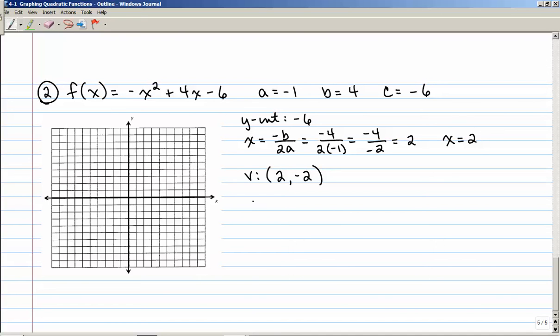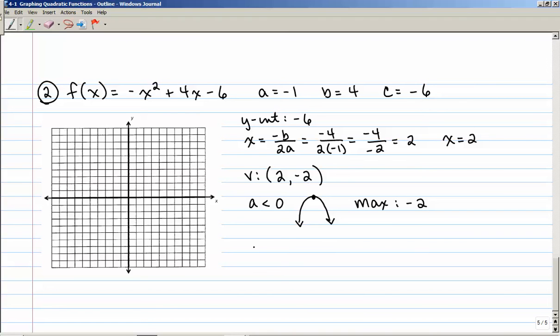And since a is less than 0, that means my parabola, and actually as I saw from the graph, is going to look like this. It's going to be pointing downward, so my vertex is going to be a maximum, so this is going to have a maximum value at -2. Remember, your maximum or minimum value works off of the y-coordinate of the vertex.